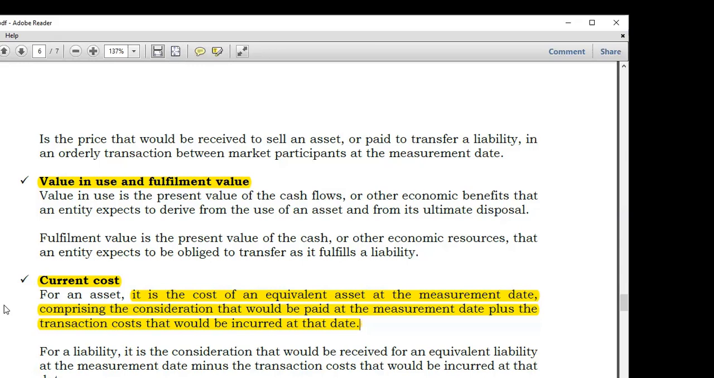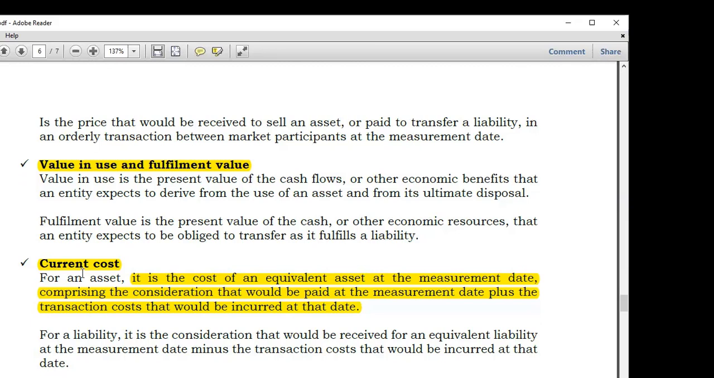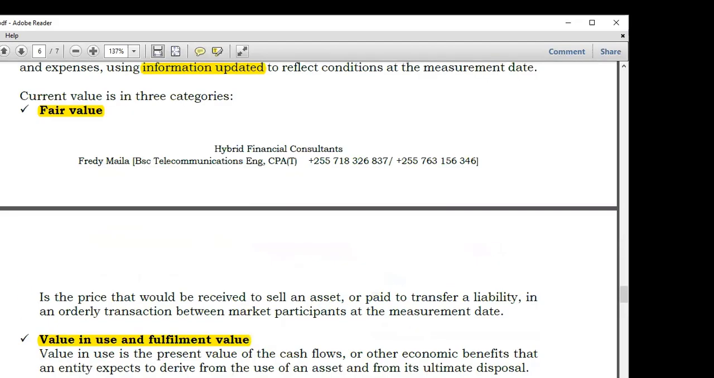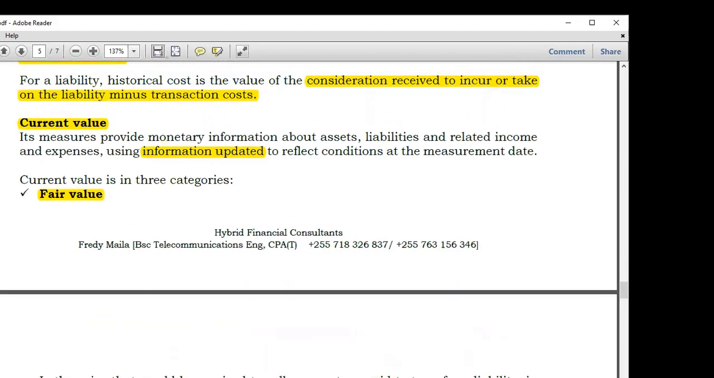So simply speaking, when they speak of the word cost, they refer to how to acquire something, either to acquire something or to extinguish something, to acquire an asset, or if it's a liability, how did you obtain that liability? Let's just say that we can use that one to acquire an asset or to acquire a liability. So for a liability, we say, to have a liability, that means you have to receive something, right? So it is the consideration that will be received for an equivalent liability at that date minus transaction cost that will be incurred at that day. That's why the definition is just the same, because it refers to the same thing, but now we are just trying to speak at the specific date rather than the past period.